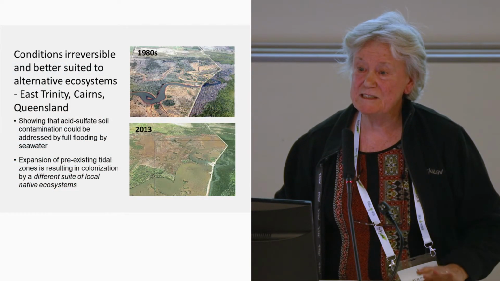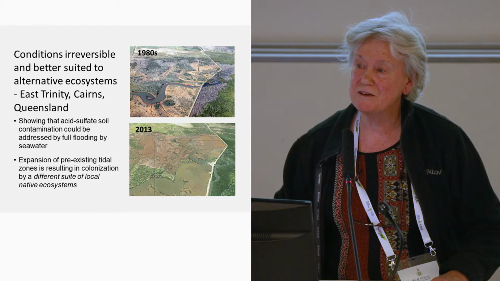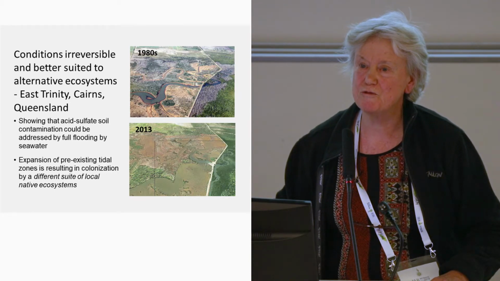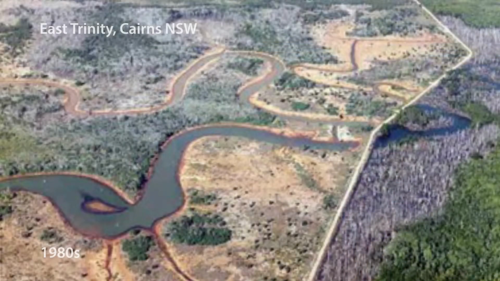Now here's a case where you've got conditions that cannot be reversed to suit the former ecosystem. So this is a case in Cairns in Queensland where pastoral management has exposed acid sulphate soils, which then became active and created a great deal of acid drainage.